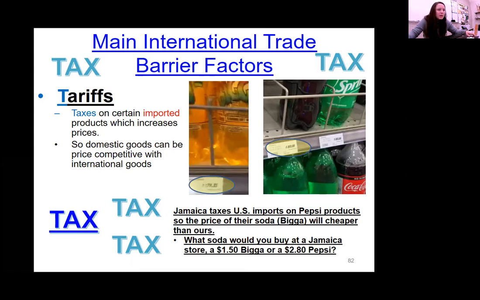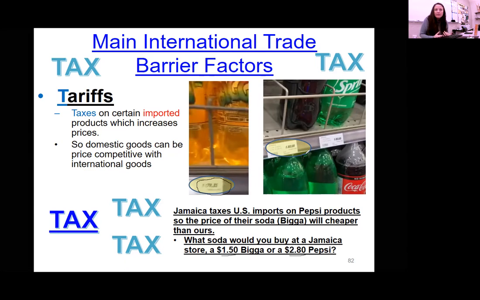If you can see in this picture, I know it's a little blurry, but I tried to do the best that I could. These prices are in Jamaican dollars, but I've converted them at the bottom for you. A Jamaican soda, about a liter, is $1.50. Pepsi and Coke products are about $2.80. So when you go to the grocery stores in Jamaica, most people will buy the cheaper soda if they like it, which encourages them to buy the cheaper product.